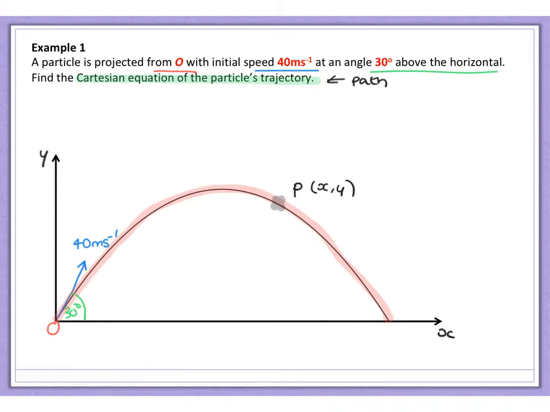We need to make sure we've included our acceleration, which of course is downwards and equal to g. I'm going to resolve this initial velocity into its two components like that. So we have a horizontal component of 40 cos 30 and a vertical component of 40 sin 30. And what we're going to do is explore the motion between O and P, and split this into its horizontal and its vertical components.